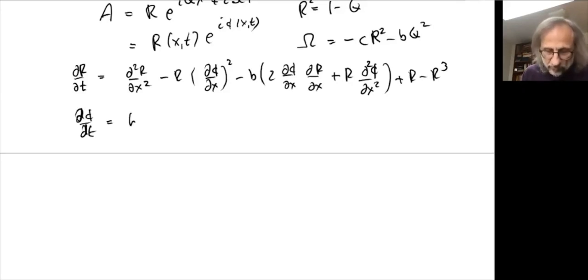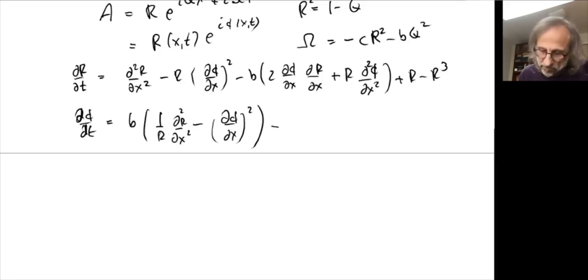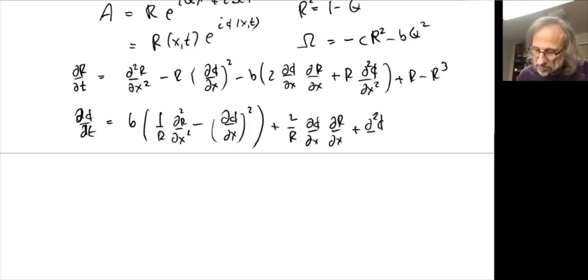We have a new term with b, which has a 1 over r (dr/dx)^2 minus (dφ/dx)^2, and then plus 2 over r dφ/dx dr/dx, and then plus d²φ/dx² minus cr². Okay, so this is a little bit more complicated, but it's straightforward to obtain.